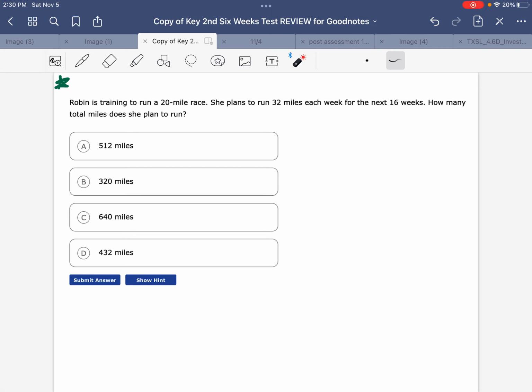Okay, next problem says Robin is training to run a 20-mile race. She plans to run 32 miles each week for the next 16 weeks. How many total miles does she plan to run?